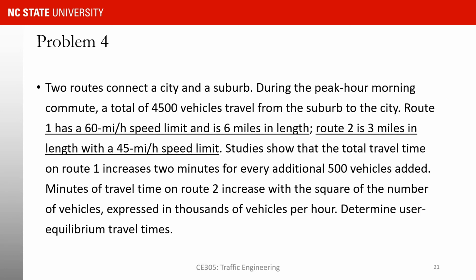Okay, let's start working on problem 4. This is a user equilibrium traffic assignment. So we have information about the number of people that want to go from point A to point B, a total of 4,500 people. We have information about route 1 and route 2, and we use this information to create link performance functions. And pretty much we want to find user equilibrium routes or flows, and we want to do that with a system of equations here.